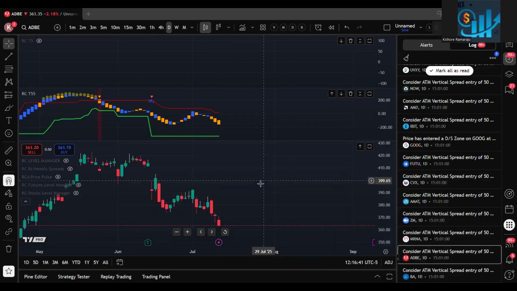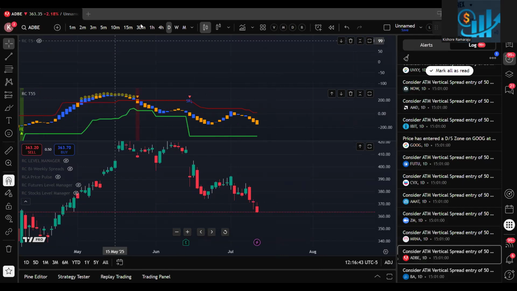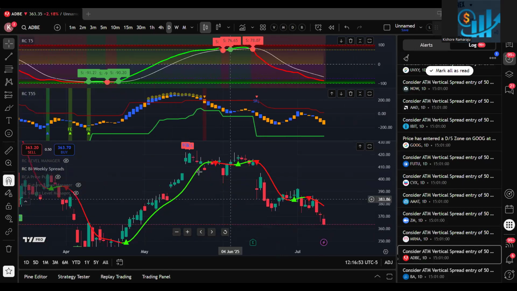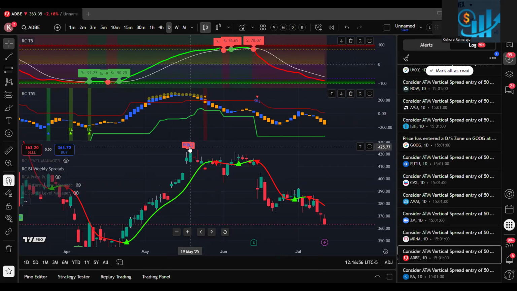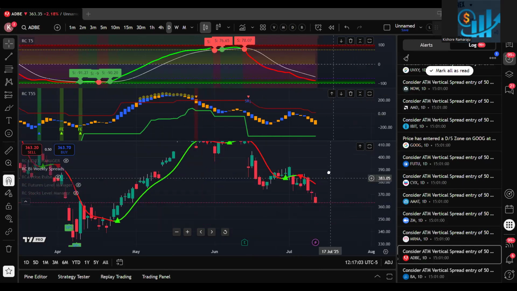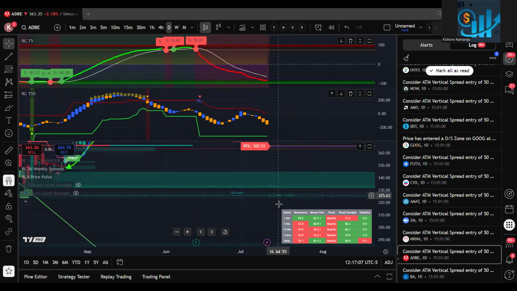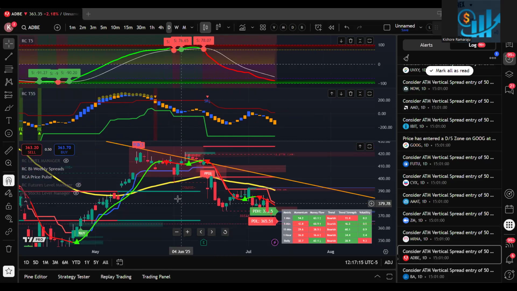Like that, right? Adobe. If you see Adobe, same thing, right? It started dropping. So we got a signal. It is telling you can do the bear call spreads here. It came all the way to the top, started dropping, dropping, dropping. So where do you think it can go? It can come all the way to around $330. So like that, this indicator will help you.